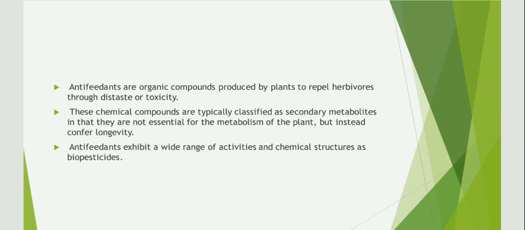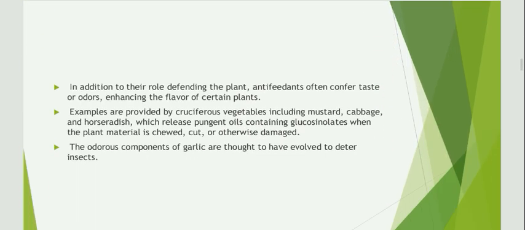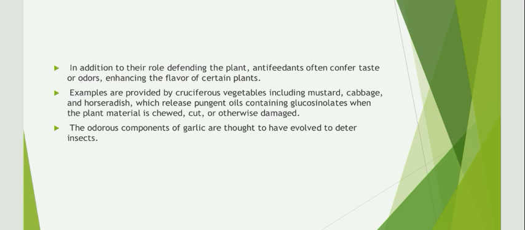Antifeedants are organic compounds produced by plants to repel herbivores through distaste or toxicity. These chemical compounds are typically classified as secondary metabolites, in that they are not essential for the metabolism of the plant but instead confer longevity. Antifeedants exhibit a wide range of activities and chemical structures as biopesticides. In addition to their role defending the plant, antifeedants often confer taste or odor, enhancing the flavor of certain plants.